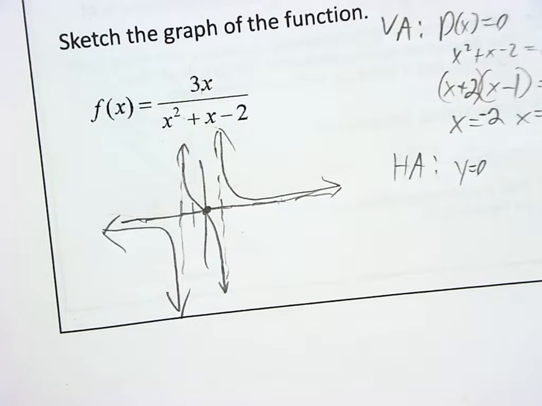Anybody see a problem with that? Not a function. It's a function. Passes vertical line test. The horizontal asymptote. Yeah, it goes through the horizontal asymptote. So check it on your calculator. Did we screw it up? Graph it.